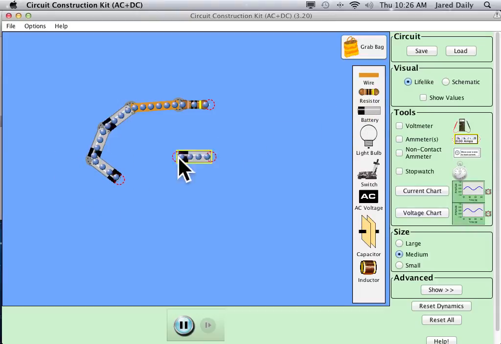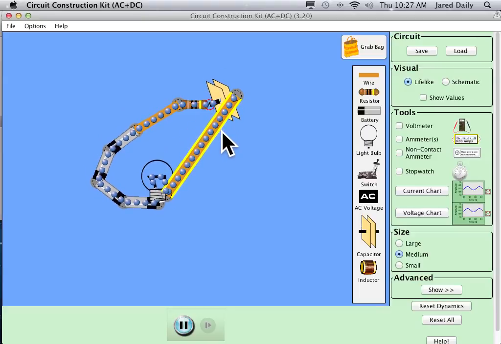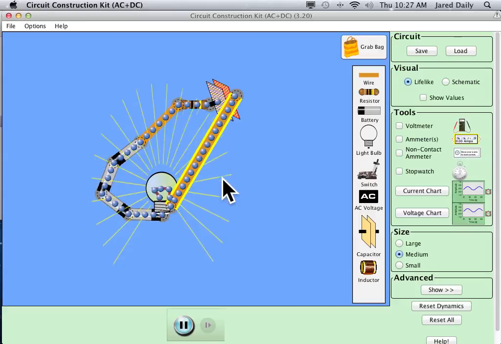Make sure I have them all pointing the same direction so they don't fight against each other. Put in a light bulb here. Put in another wire here. And I'll put in a capacitor up here. And right there. So now, good. Connect. So now it's going. I turned it on.